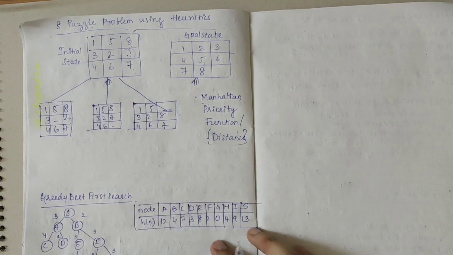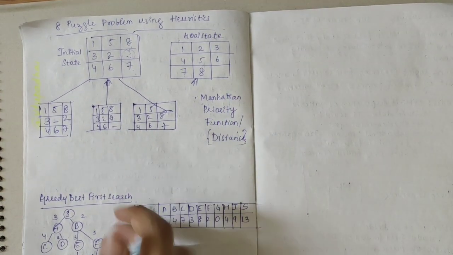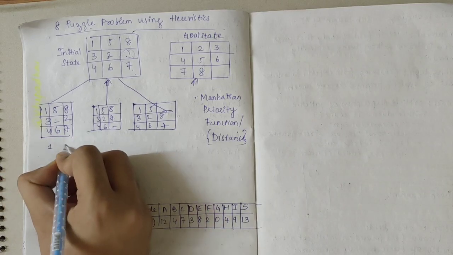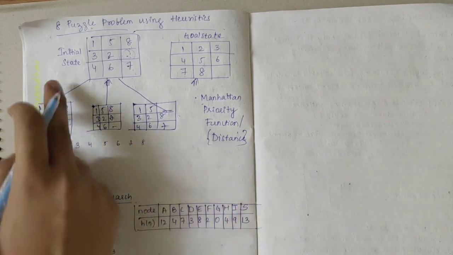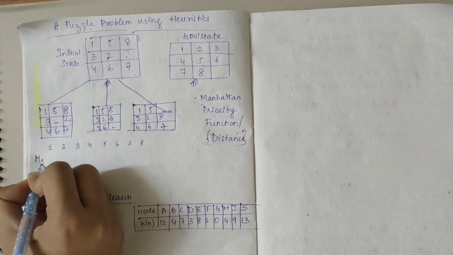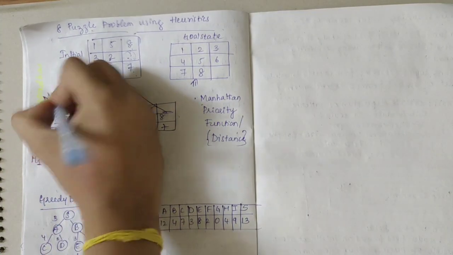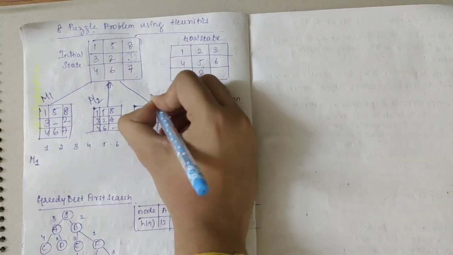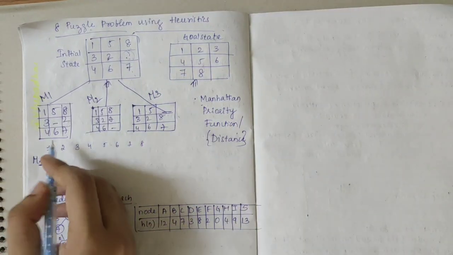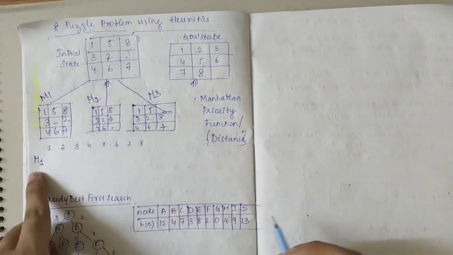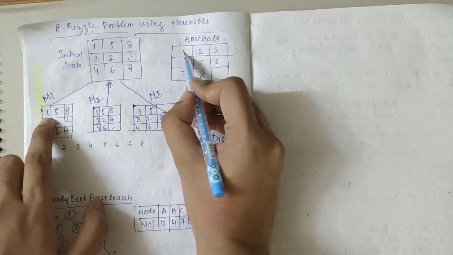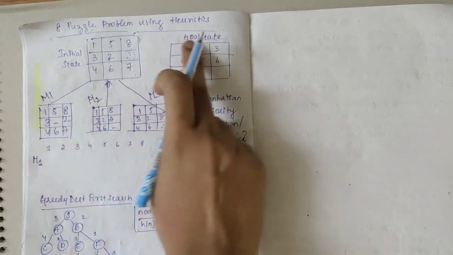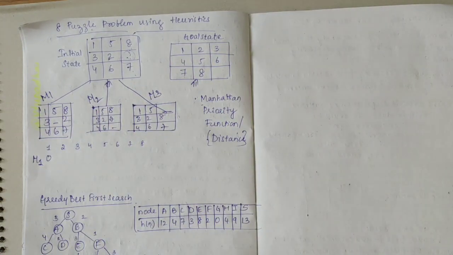Now I'll calculate the Manhattan distance. Let's write all the nodes here: 1, 2, 3, 4, 5, 6, 7, 8. 8 tiles are there here, right? I'll consider these as M1, M2 and M3, the distances. Now for calculating the M1 distance, compare the M1 box with the goal state. So check if 1 and 1 are in the same position or not. 1 and 1 are in the same position, so write 0 here.